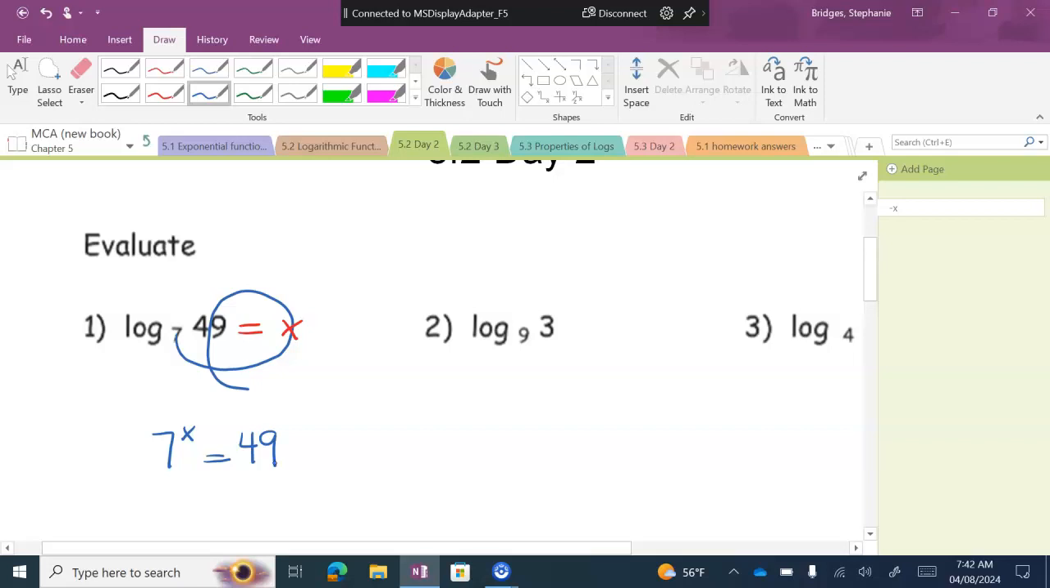Now, some of these are relatively easy to look at and tell what x should be. However, some of them are not.